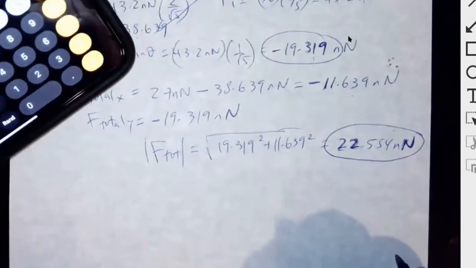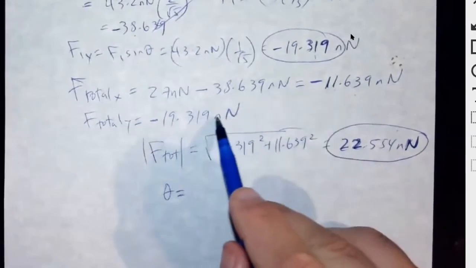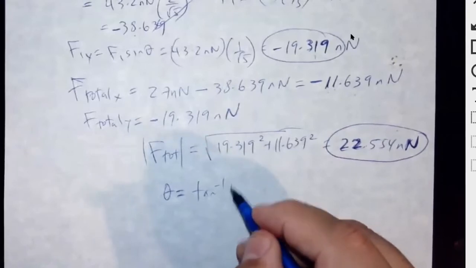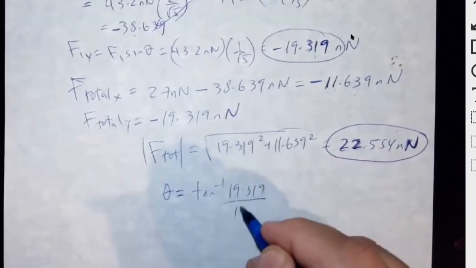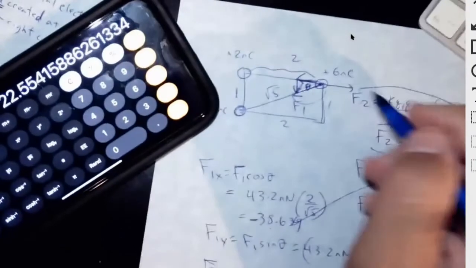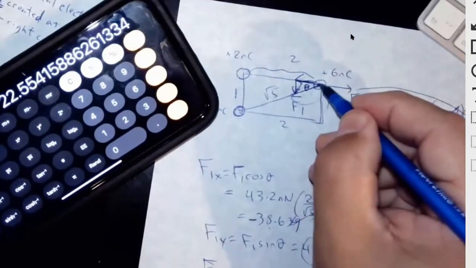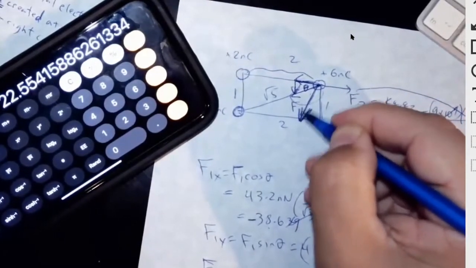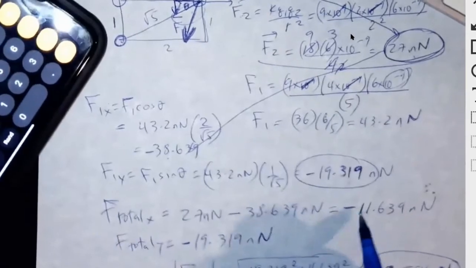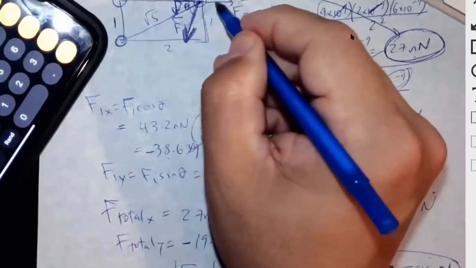And then what would its angle be? The angle of that force. Tangent inverse of this guy over that guy, right? Tangent inverse of 19.319 over 11.639. So remember, the total force is going to be the vector sum of this and this. So this one is going to be something like this. That's the total force. Its X component is negative and its Y component is negative. So we could give this angle or we could give this angle.